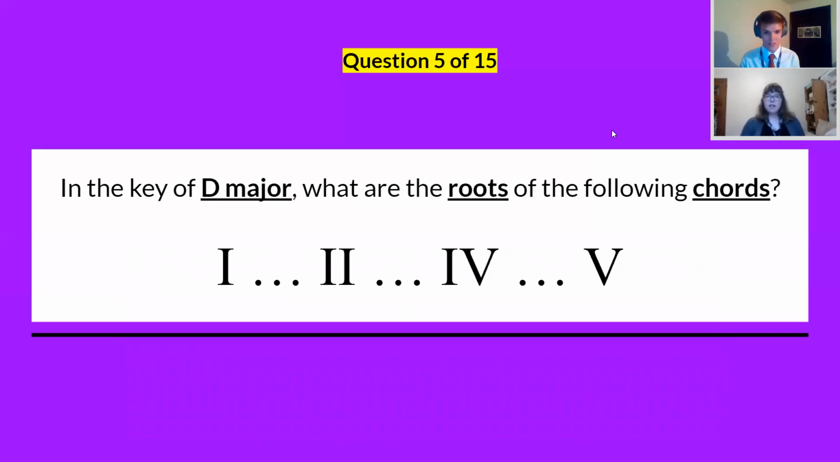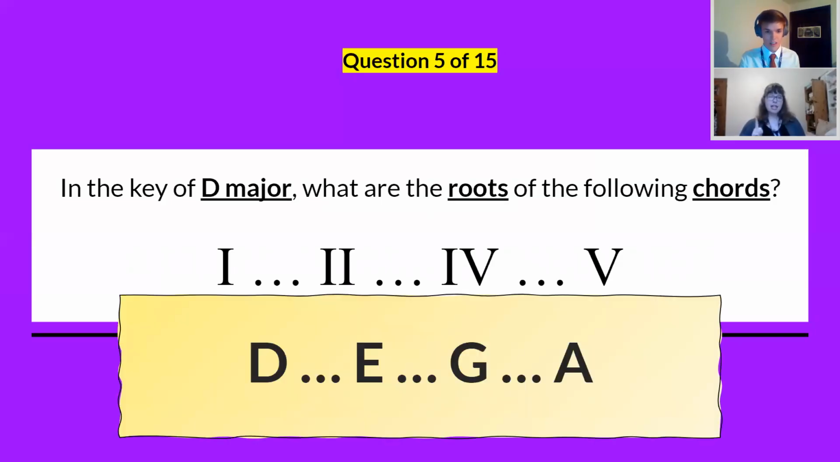Question number 5, in the key of D major, what are the roots of these chords? So remember they're Roman numerals. So for chord 1 in D major, it's D. Chord 2, it's E. Chord 4, it's G, and chord 5, it's A. And each one has a triad built on top of it.